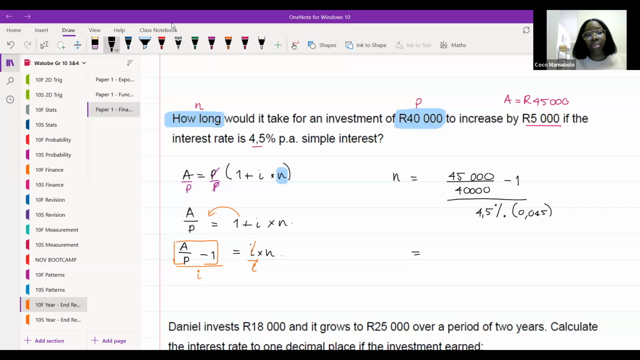And just like Remy got 2.78, but we're going to round it off to the nearest year. So if we round it up, we're going to get to 3 years. Right.